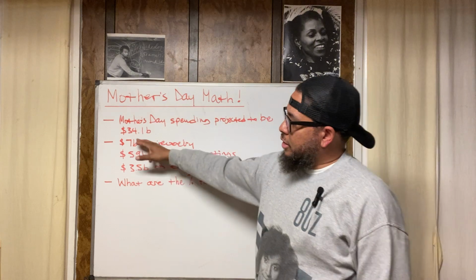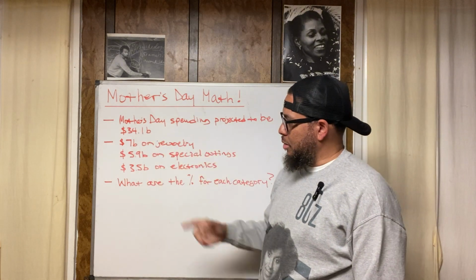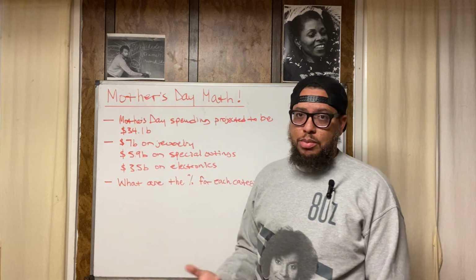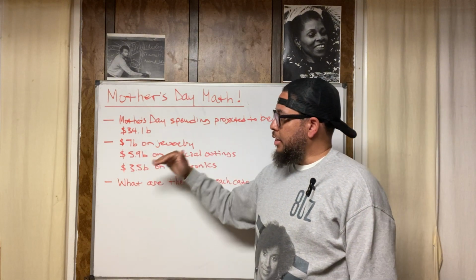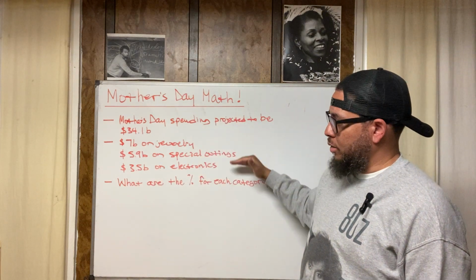So now notice that these numbers do not add up to 34.1. That's something that we should have noticed, right? These numbers add up to, let's see, 7. I round this up to 6. I get 13. 13 plus 3.5, 16.5, right? These are the most popular spendings, the most popular, right?